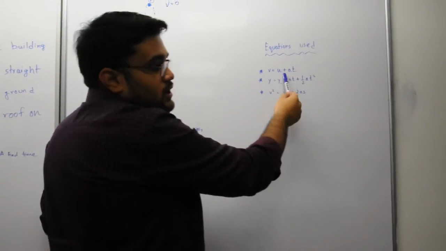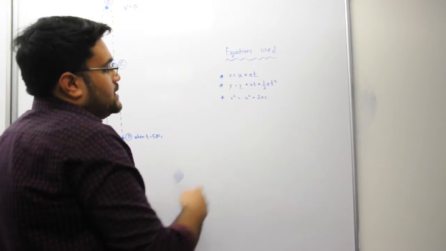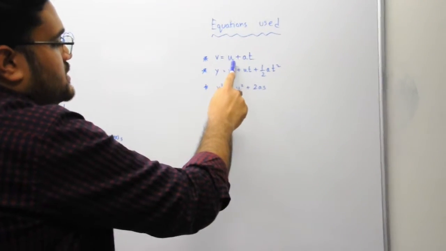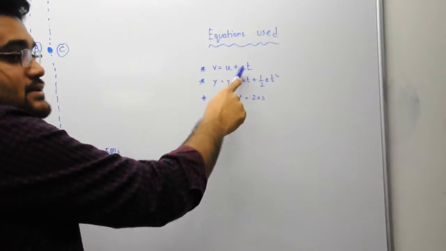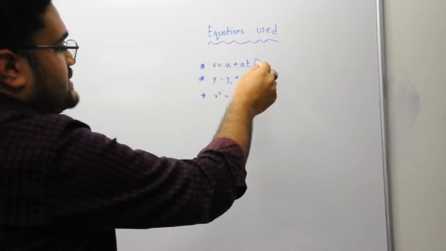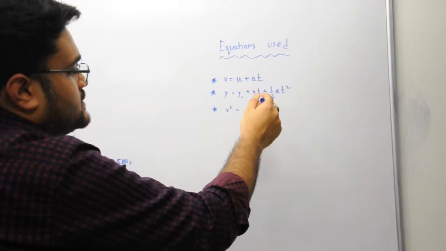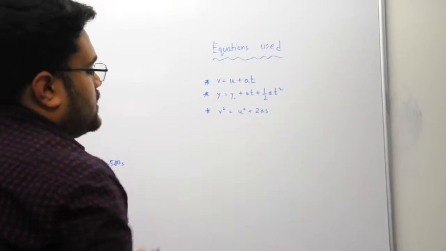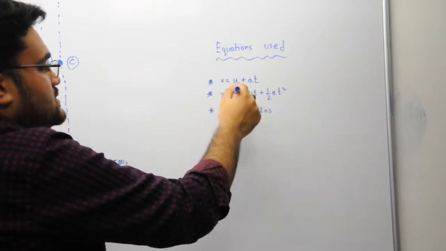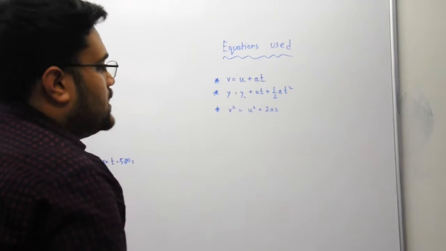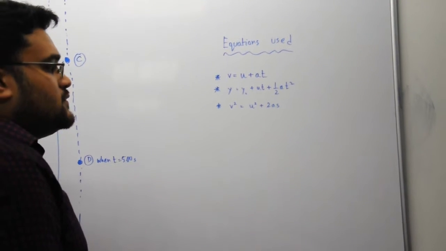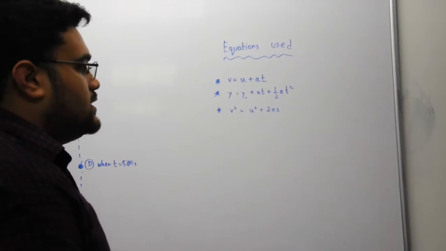v equals u plus at. Here v is final velocity, u is initial velocity, a is acceleration due to gravity, and t is time. The second one is y equals y naught plus ut plus half at squared. Here y is the final distance and y naught is the initial distance. And the third one is v squared equals u squared plus 2as.